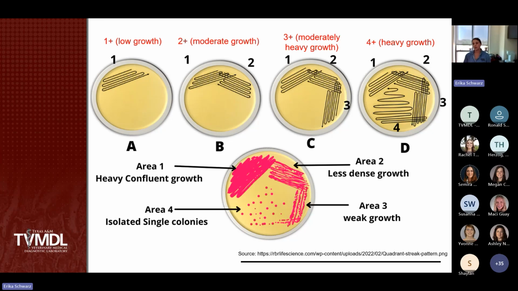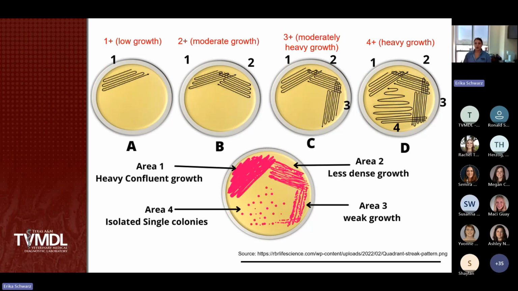We then take our sterile loop and drag it back and forth through the edge of that first quadrant to streak it into the second quadrant. And we repeat this with the third and fourth quadrants. As we progress, we're essentially diluting out that bacterial population so that hopefully we can make discrete colonies of individual types of bacteria grow on that fourth quadrant.